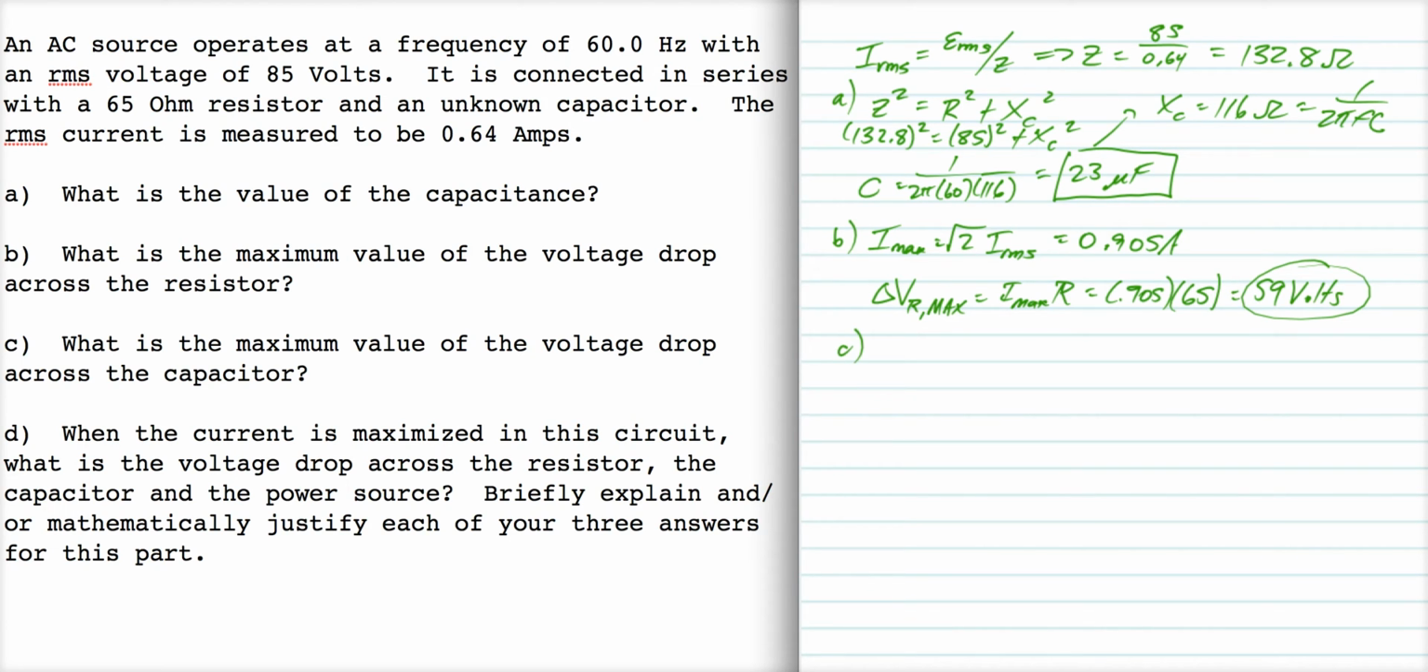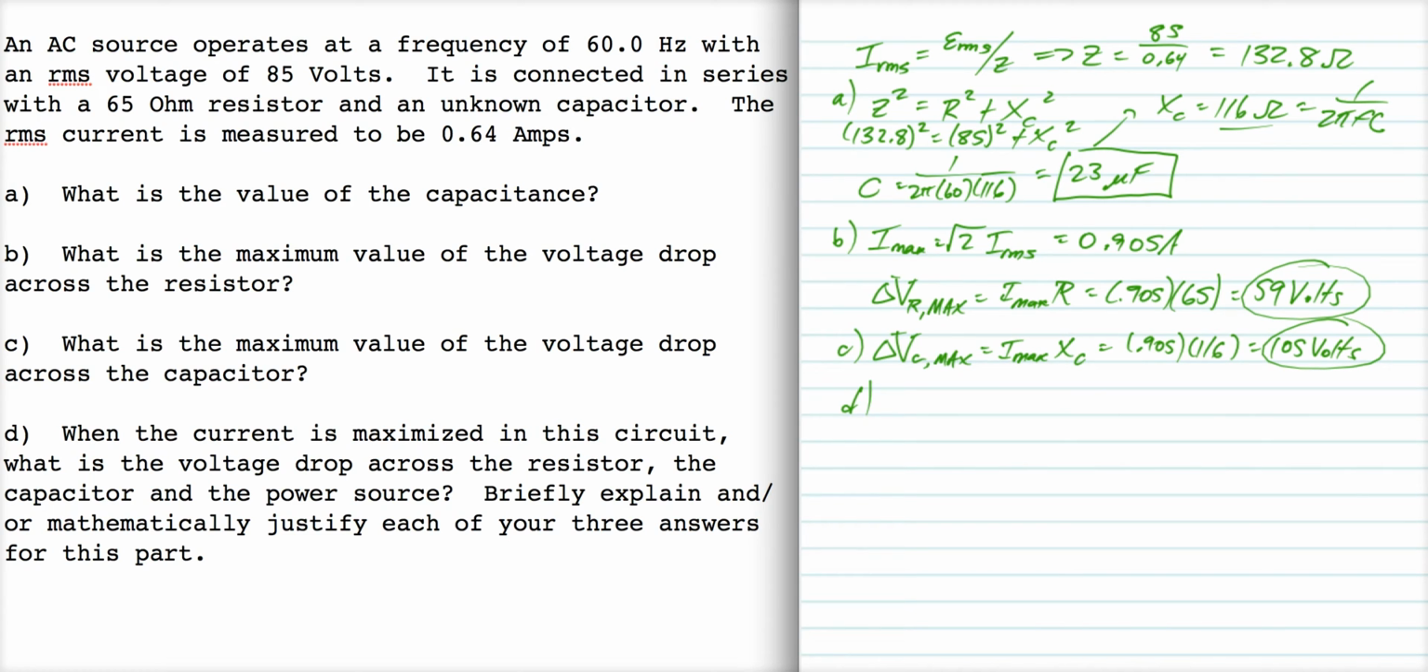For part C, we need the max value of the voltage drop across the capacitor, and that's just the max current times the capacitive reactance. So we got that up here as 116. So that's 105 volts.